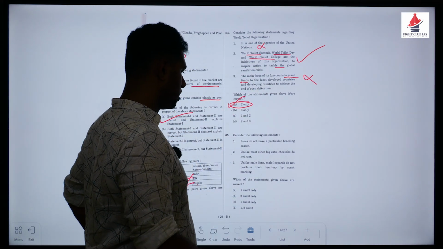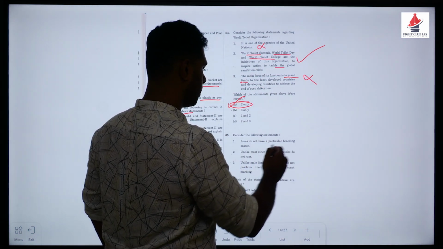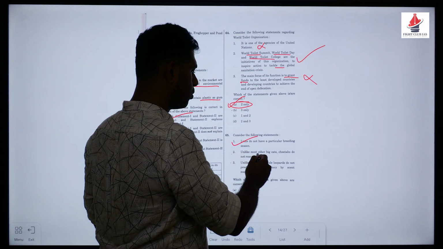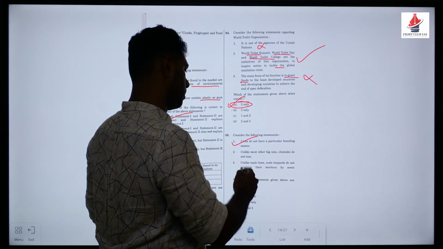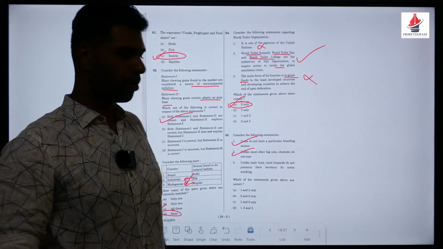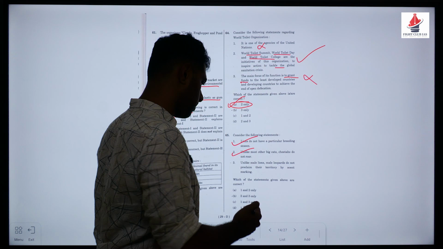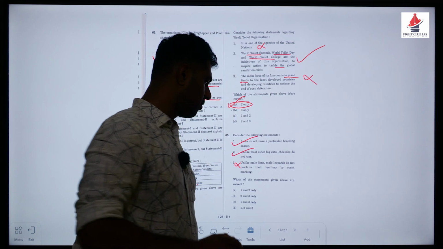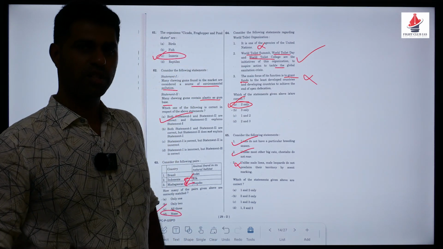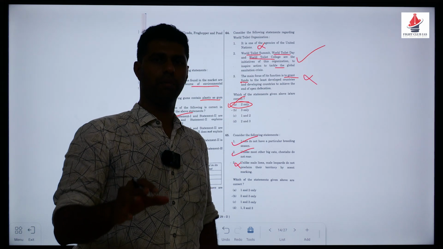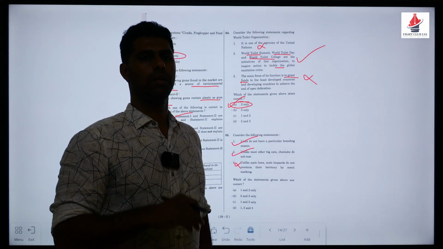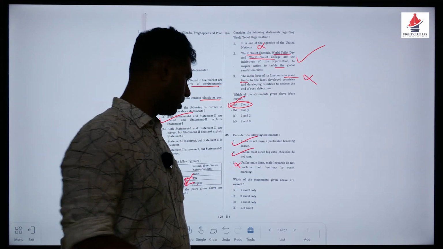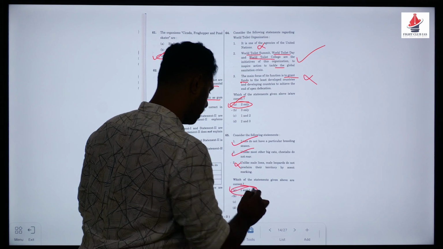Right? Moving on, 65th. Lions do not have a particular breeding season. This is correct. Lions breed throughout the year. Second one, unlike most of the other big cats, cheetahs do not roar. Yes, cheetahs do not roar. They basically purr or they growl a bit, but they cannot roar. Unlike male lions, male leopards do not proclaim their territory by scent marking. This is wrong. Both male as well as female leopards proclaim their territory by scent marking, trying to rub their skin near the trees, urinating in particular areas, just to tell them that, yes, this is my territory. So third is wrong. Answer is 1 and 2 only.